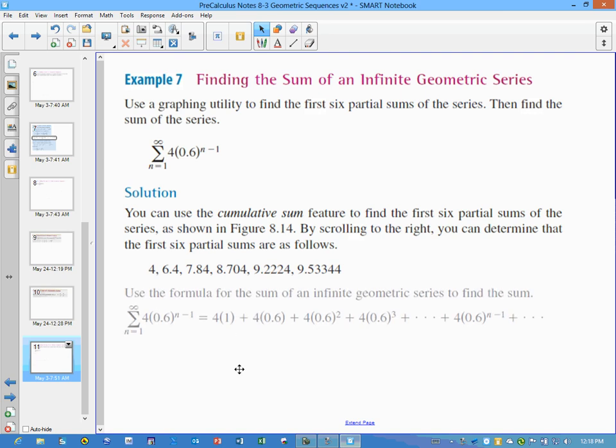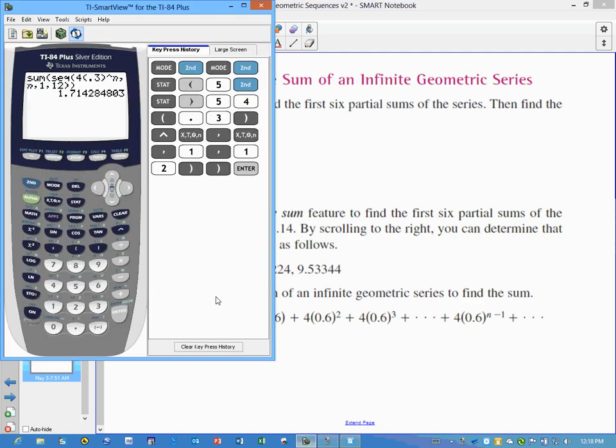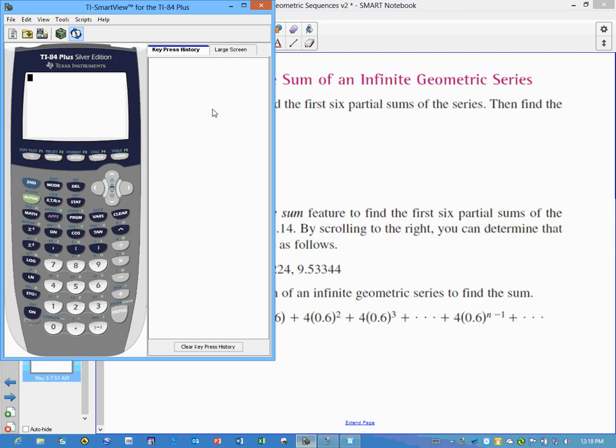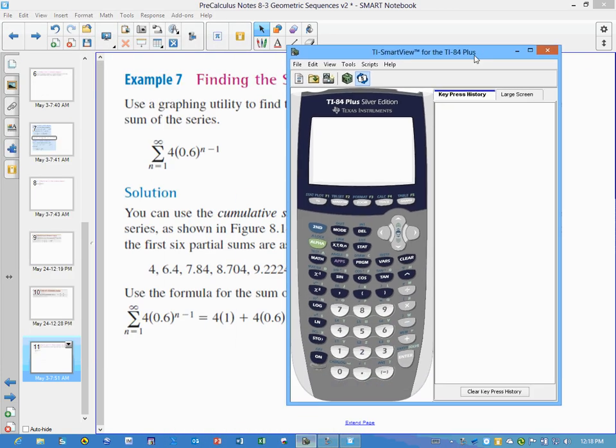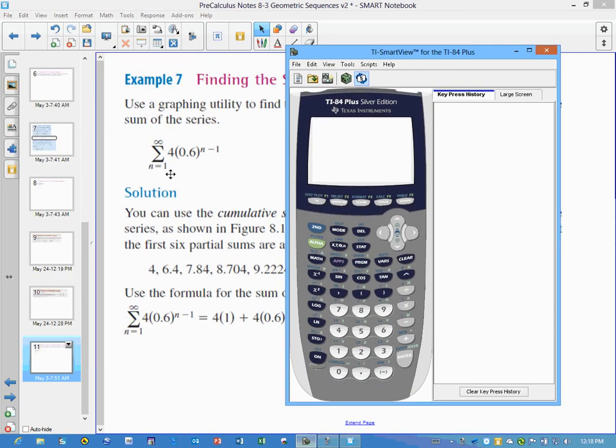So let's look at, first of all, we're using the formula for the sum of an infinite geometric series. Oh, wait a minute, we're getting ahead of ourselves. Let me show you that first part. Let me show you how to get these on the calculator. So using the cumulative sum feature, we're going to go back to here. I'm going to clear that. And they want, where are my numbers here? Okay, here's our series.